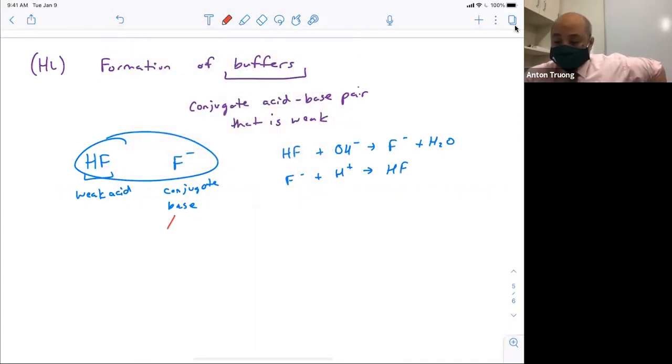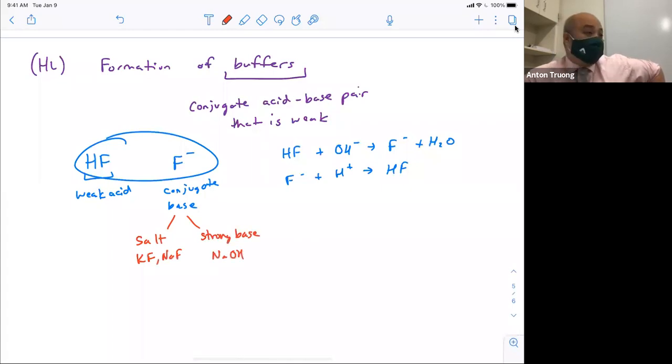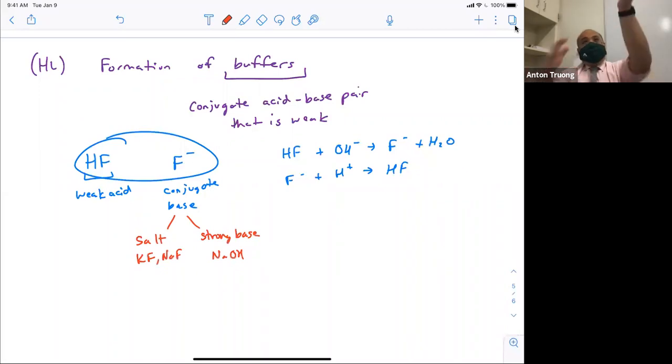There are two ways to get that conjugate base. You could simply add a salt that has it, like KF or NaF, something that dissolves in water and generates F minus. Or you could add a strong base, because when you add a strong base to a weak acid, it neutralizes it and creates the conjugate base salt. It essentially creates a salt that you would use if you had it available.